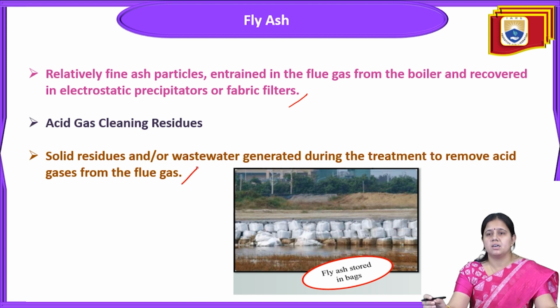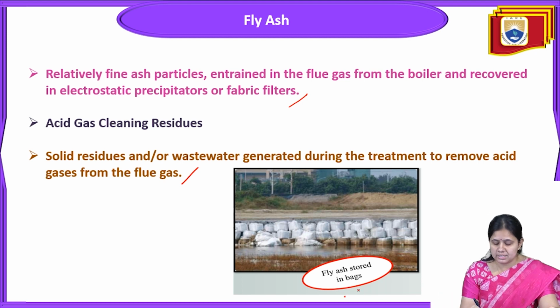So fly ash, we can say, is a very small fine particle that comes from the flue gases from the boiler and will be collected either in the electrostatic precipitator or in the fabric filter, and the acid gas cleaning residue. So what happened? Solid residue or the wastewater generated during the treatment to remove acid gases from the flue gases.